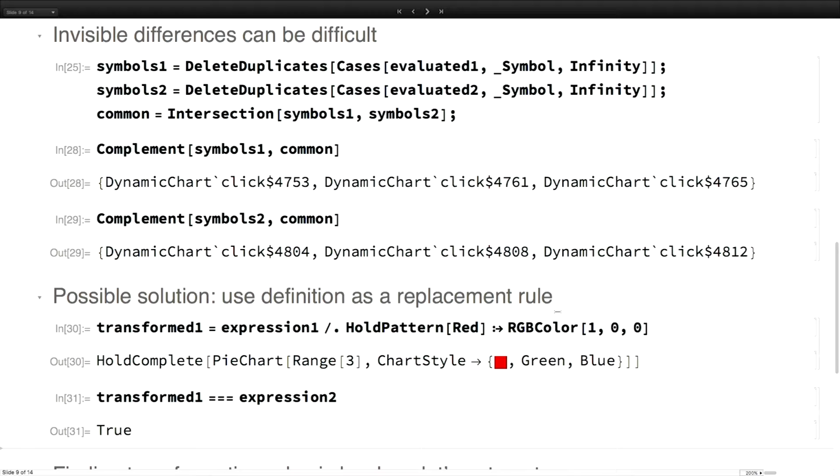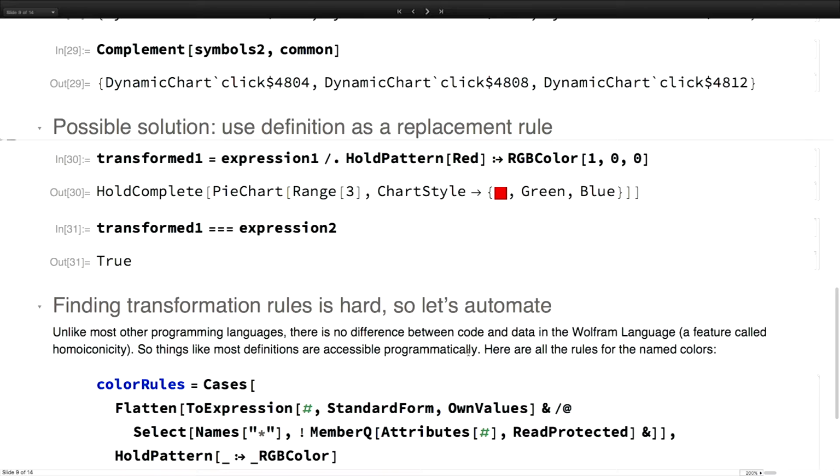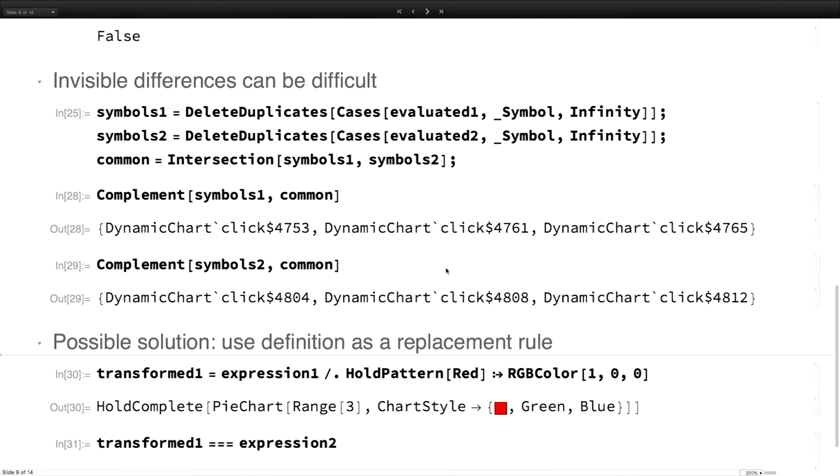But there are so many examples in those exercises. We have things like dynamic modules, you have things like cloud deploy, and things that you're just generally not going to be able to run in an API in the cloud, arbitrarily. So it takes a lot of magic, I guess. So coming up with these rules, for example, red and RGBColor, that's an easy one.